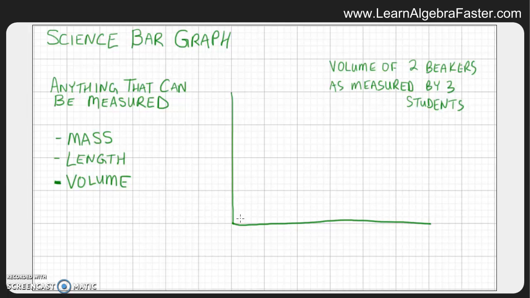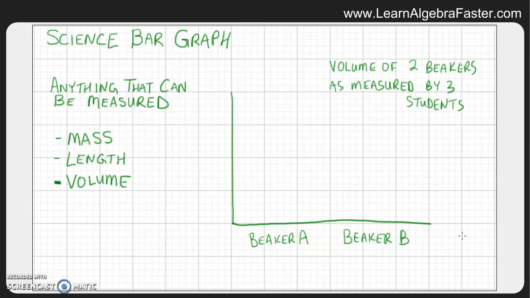Okay, we're just making this up here, but let's pretend that we had 2 beakers. They were full of a substance or full of a solution that we used in a science experiment, and we have 2 different beakers, and we are going to let 3 students each measure the 2 beakers. So let's say the first beaker is beaker A, and the second beaker is beaker B. Okay, and we're going to have 3 different students measure it. So let's get started. So let's try to define.